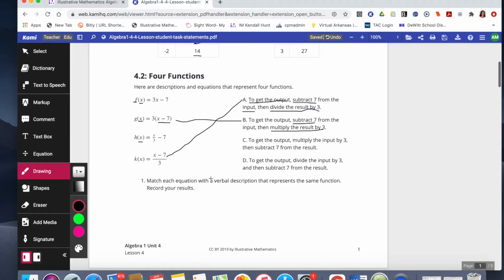On C, to get the output, multiply the input by 3, then subtract 7 from the result. This one would be F. And then the last one, D, to get the output, divide the input by 3 and then subtract 7. So we're dividing and then subtracting. That would be H. All right, so we matched it.